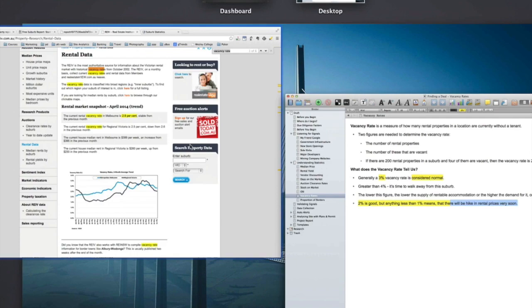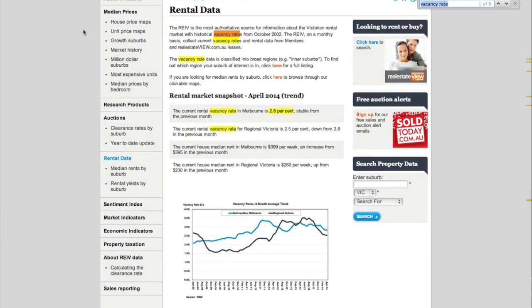So if you look at some rental data, this is reiv.com.au again. If you go back there, it talks about the current rental vacancy rate in Melbourne is about 2.8%. But then again, this is for all of Melbourne. So you've got to understand this would include everything from the inner city suburbs to outer suburbs, and it's just the overall picture. So if you ever wanted to find out for a specific suburb, there's a website that you can go to.